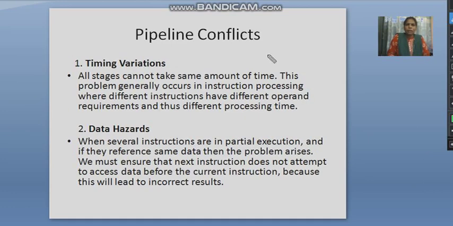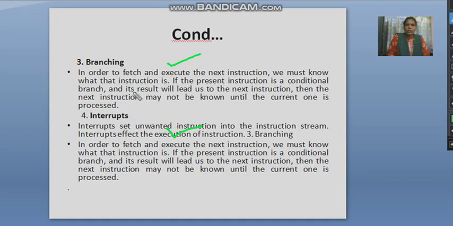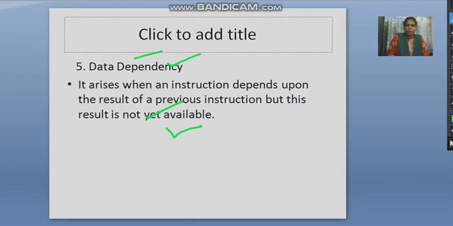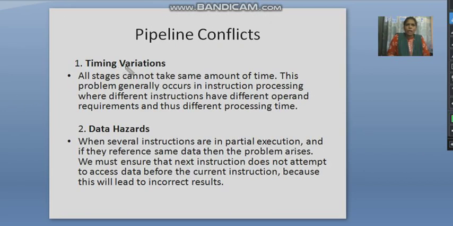Now there are different conflicts regarding the pipeline, like timing variations, data hazards, branching, interrupts, and data dependency. One by one we can see. First one is timing variation. All stages cannot take the same amount of time. This problem generally occurs in instruction processing, where different instructions have different operands and thus different processing times. So timing variations can be an issue in pipeline processing.